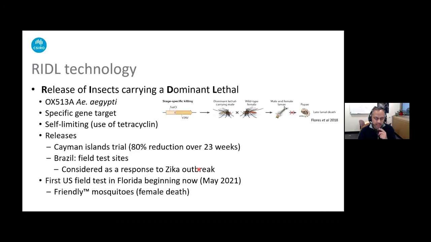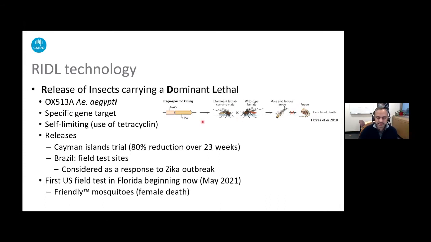Now, one notable technology that's worth mentioning is called RIDL technology, which is developed by a company called Oxitec. And RIDL stands for Release of Insects Carrying a Dominant Lethal Gene. These Oxitec mosquitoes are called OX513A. This is a name they have given. It is a specific gene target which causes late larval death. When these mosquitoes are released, these are male mosquitoes carrying this gene. When they mate with wild type females, their progeny dies at the larval stage. So this can reduce the population in the wild.